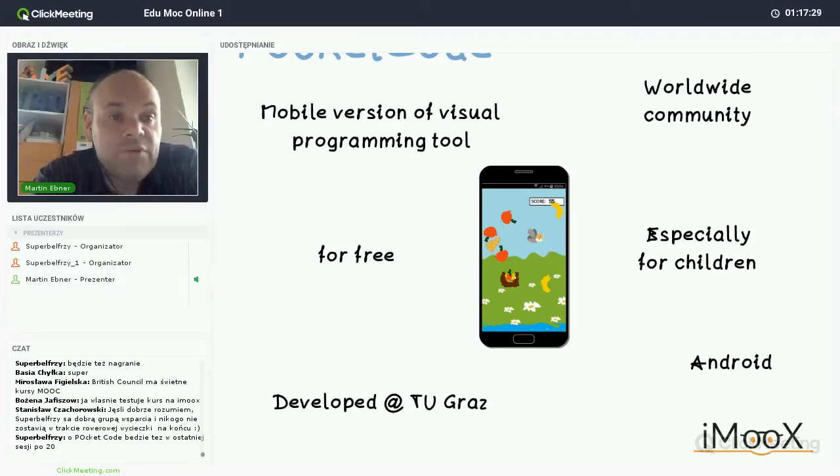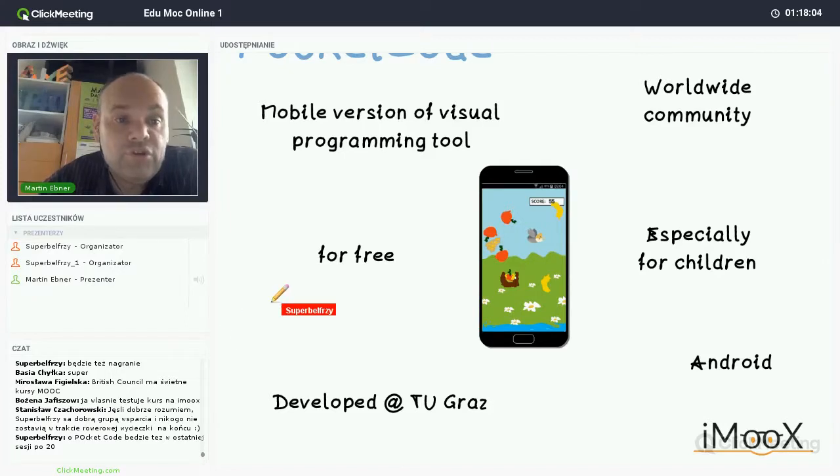And MIT is even launching Pocket Code as the mobile version of Scratch, because it's much more sophisticated than their own mobile version. And it's a visual programming tool. So anyone who knows Scratch can do the same on the mobile phone. It's for free, so you can also share your programs on the web and exchange them. You can take robots to drive around or something like that. It's also a worldwide community, and it was especially developed for children.